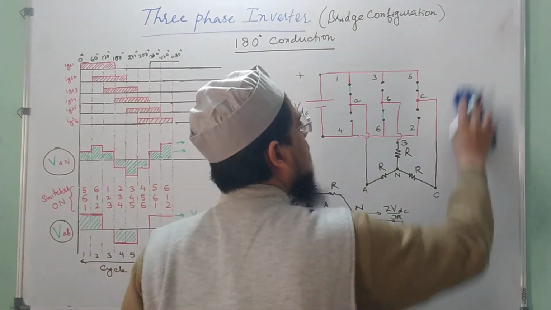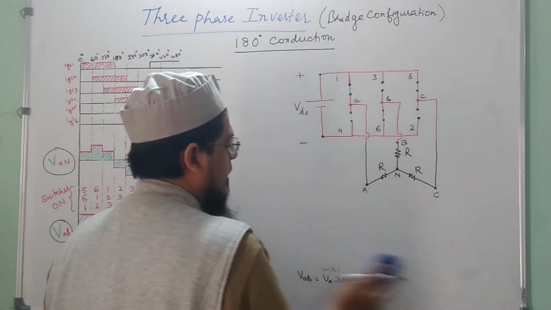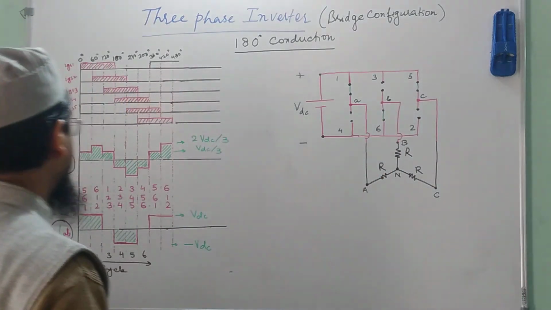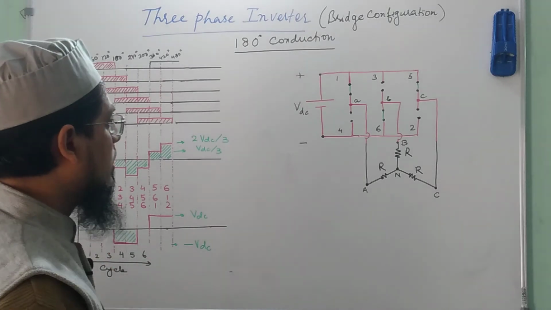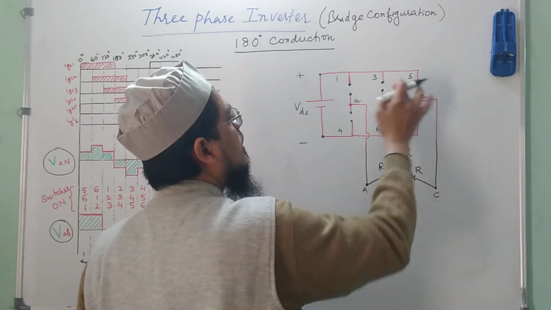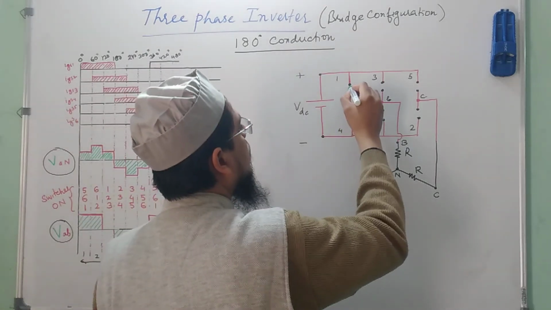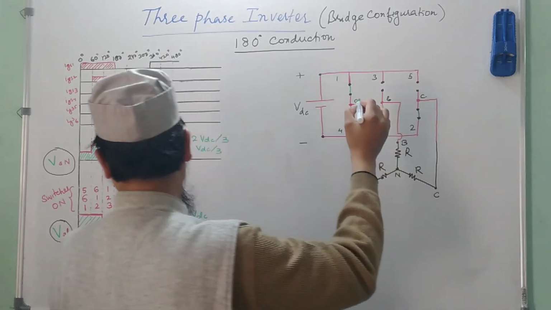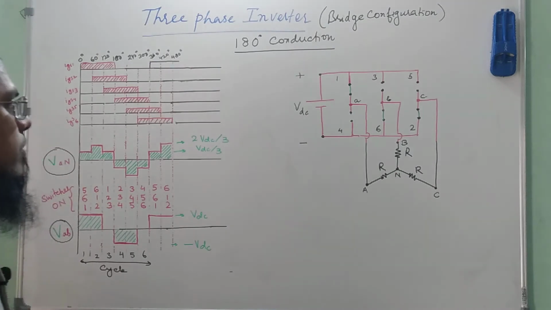Similarly, let me take up one more state, and let us try to analyze it. So in the next state, the switches 6, 1 and 2 are conducting. So let me just remove these green lines from here, and now 6, 1, 2. So 1 would be conducting, and then 2 would be conducting, and then 6 would be conducting. Now, 5 is not conducting. Okay.